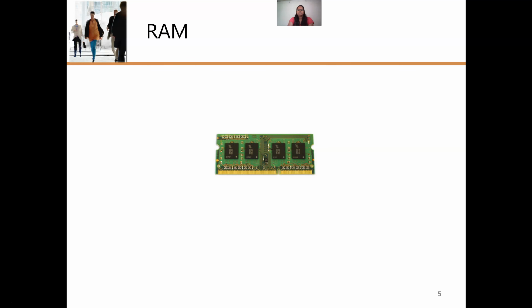ROM stands for read-only memory. This memory holds the information that you can only read but not erase. The information in ROM is built in and is always there, even when your computer is turned off.